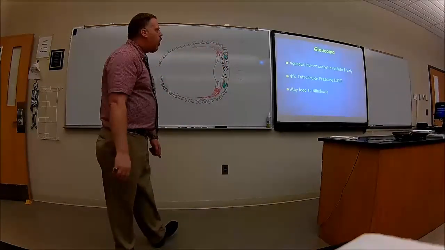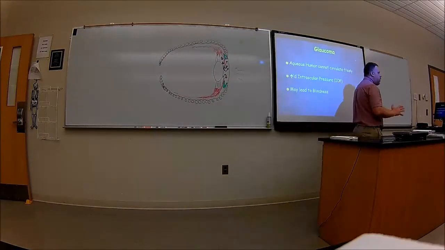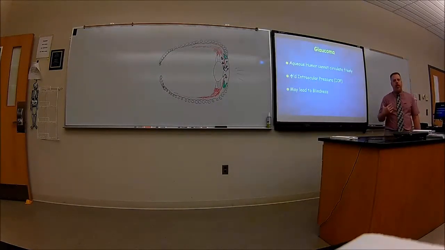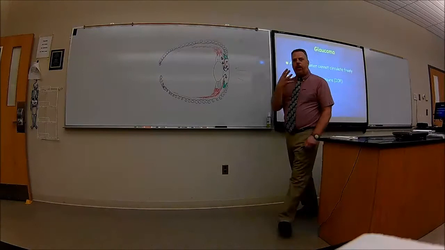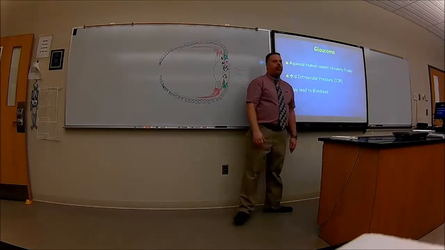So here's where glaucoma is. The aqueous humor cannot circulate freely. For some reason, something's getting blocked. It's not that you're making a lot of the aqueous humor, it's just that it has problems exiting. And you're going to have this big buildup. So we're going to increase our intraocular pressure.